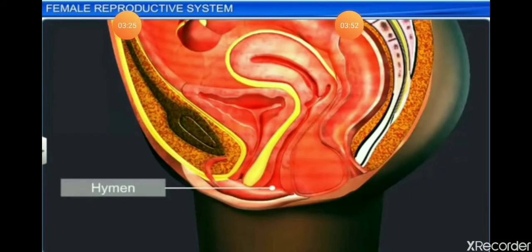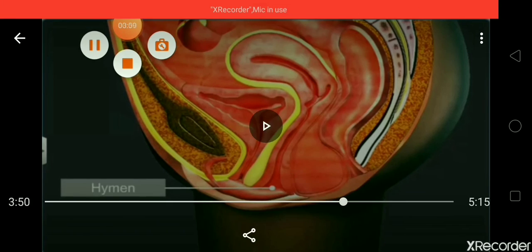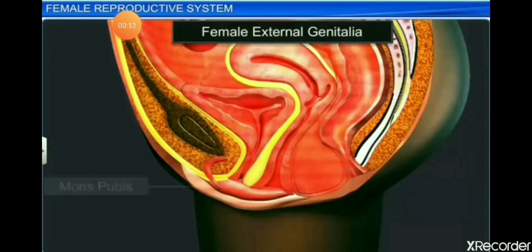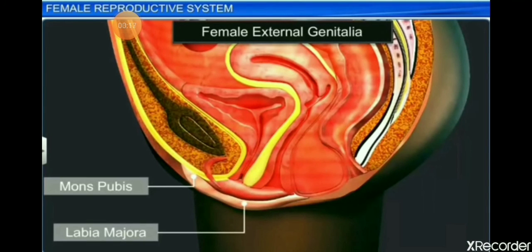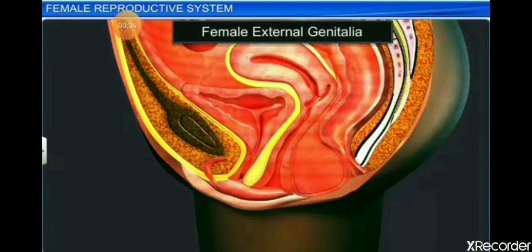And this is the membranous covering. This is the partial membranous covering of the vagina, that is the hymen. And next you can see the other parts: mons pubis, labia majora, labia minora, and clitoris, the finger-like projection.